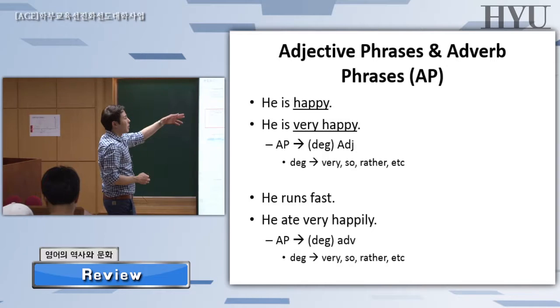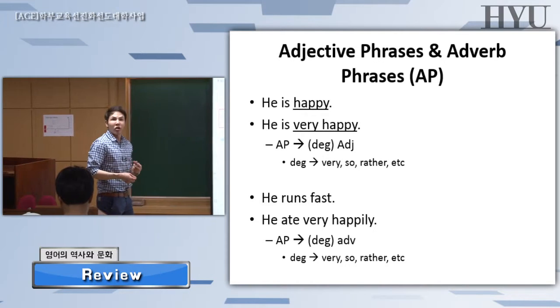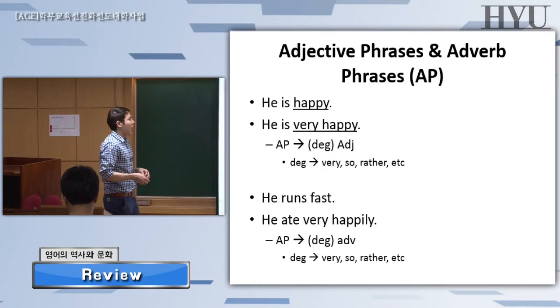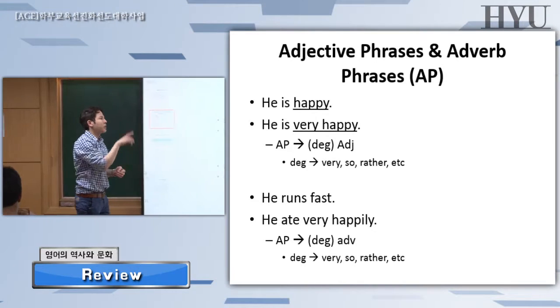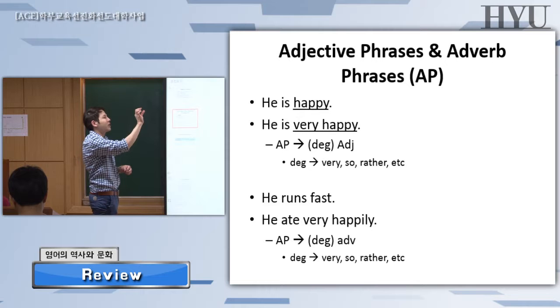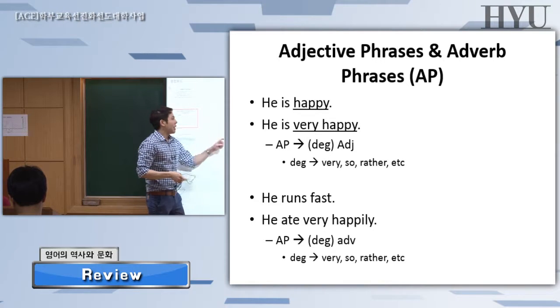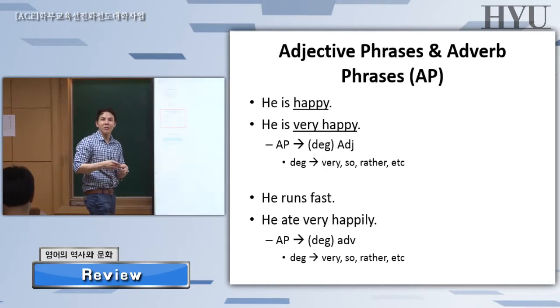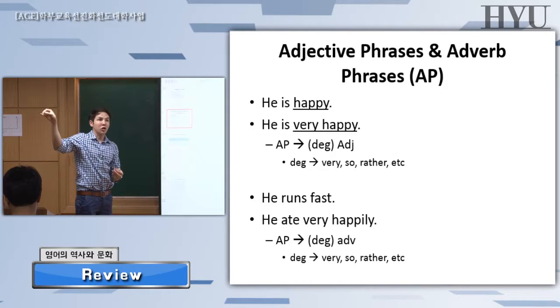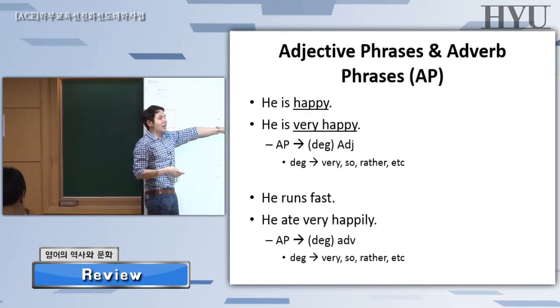Now, let's look at the structure of each type. Now, we're talking about adjective phrases and adverb phrases. We just call them AP. Okay? A could stand for adjective or adverb. As in, he is happy. I only underline happy, so we'll focus on just happy here. Happy, you know, is an adjective, right? Because we can say a happy boy, a happy person, like that. So happy is an adjective.